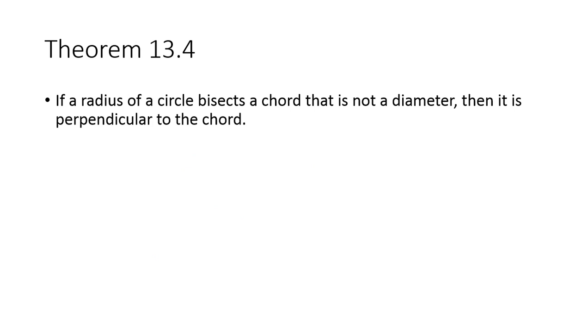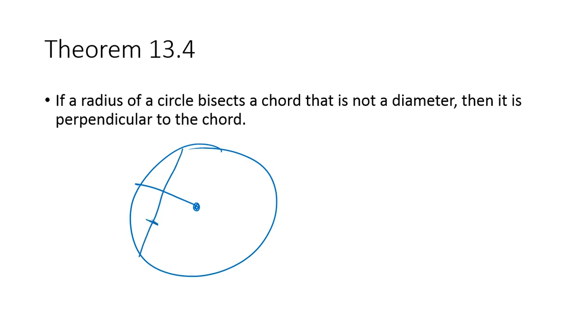And so if the radius of a circle bisects a chord that is not the diameter, then it is perpendicular to it. So if you have a circle and you have a radius and a chord, and you know that that chord has been bisected, then it must also be perpendicular. So this is just the converse of the previous one. So it works both ways. If it is perpendicular, then it must be bisected. If it is bisected, then it must be perpendicular. So it's going both ways.